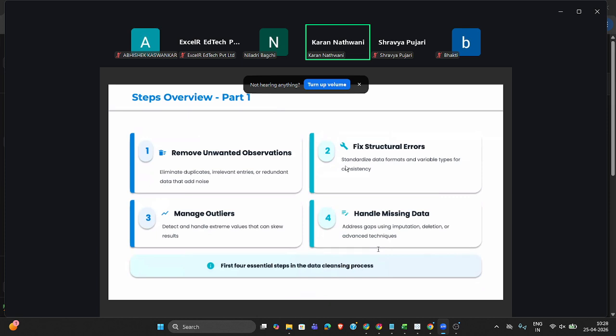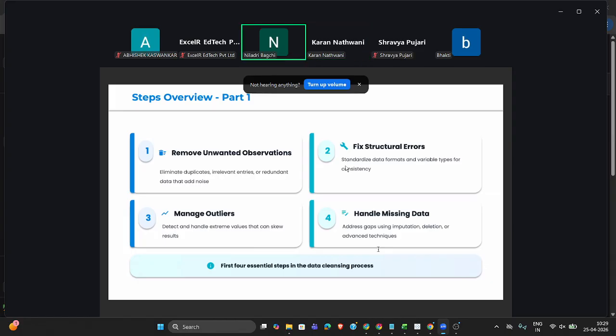Okay. Then comes the question: what are the steps? Remove unwanted observations. I told you there are multiple columns, and you will see the rows where you have to eliminate the duplicates. Have you seen any data which has duplicates, or any data which has a lot of irrelevant entries, data that is not required but still some columns have been put in? Any example you have, any place where you have seen that in your day-to-day workplace or day-to-day life? Yep, please.